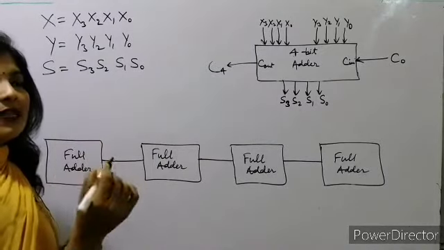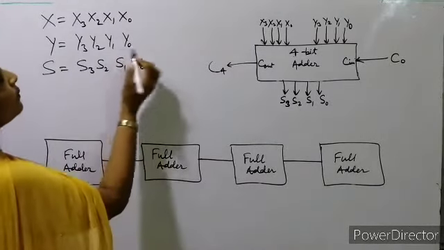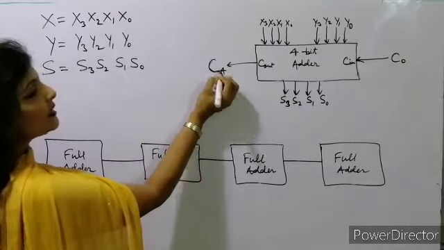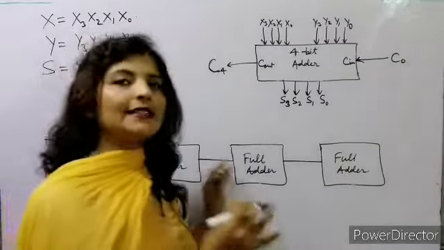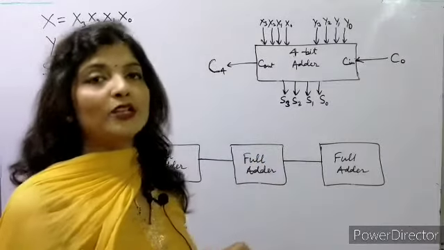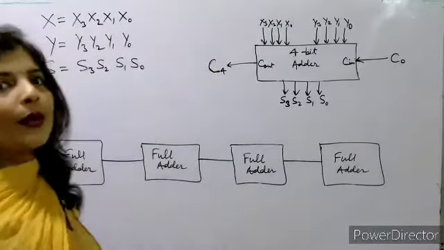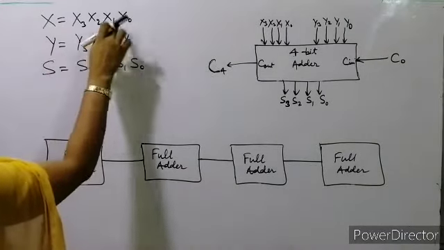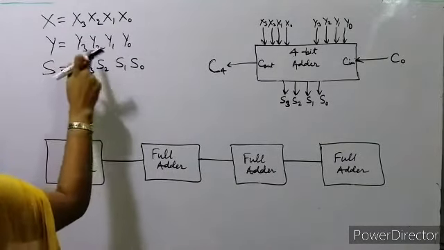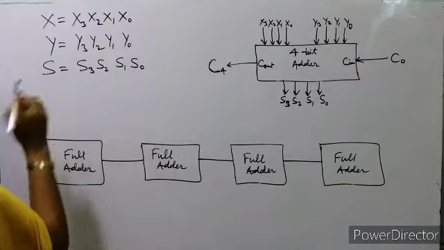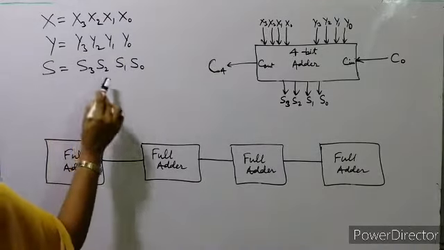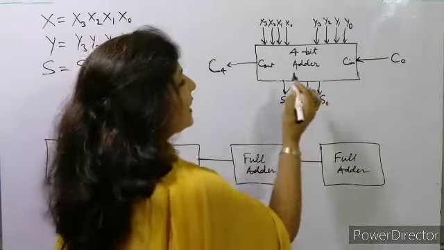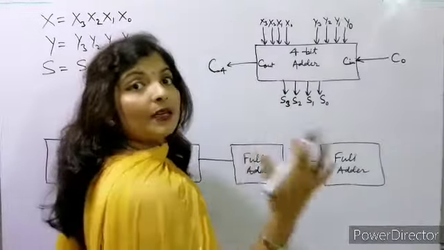So a 4 bit value means any 4 digit binary number. Just like in decimal we take a 4 digit number, in binary a 4 bit value means a 4 digit binary number. So x is x3, x2, x1, x0 and y is y3, y2, y1, y0. So the sum will be s3, s2, s1, s0. In this case, this is the 4 bit ripple carry adder.